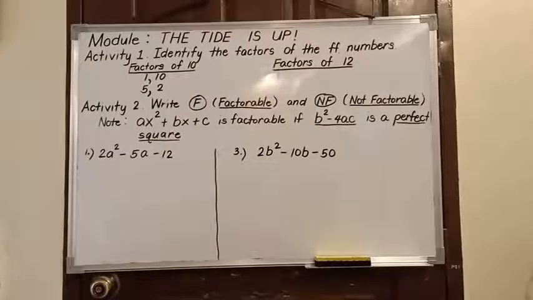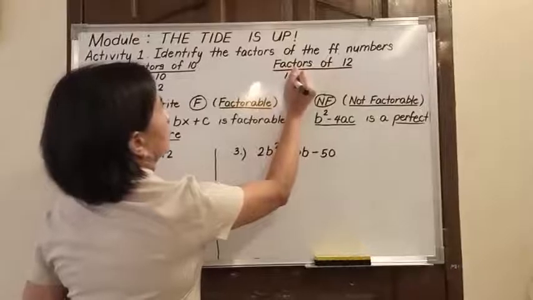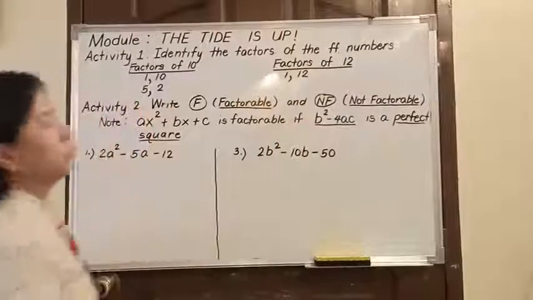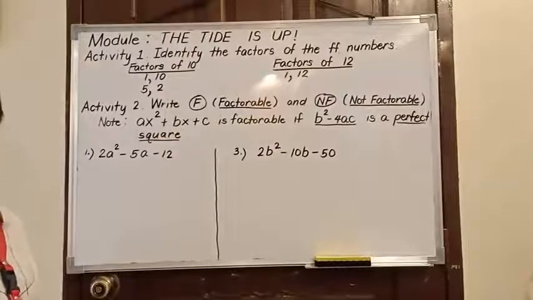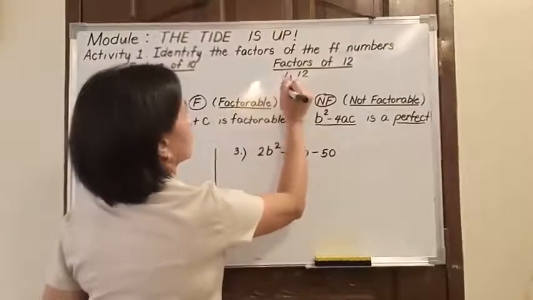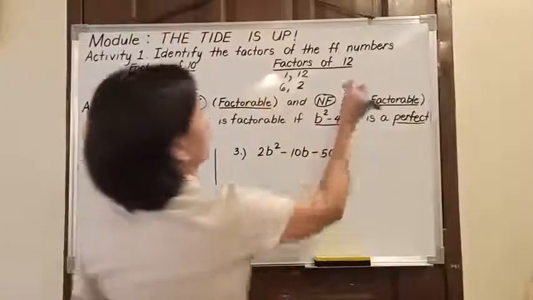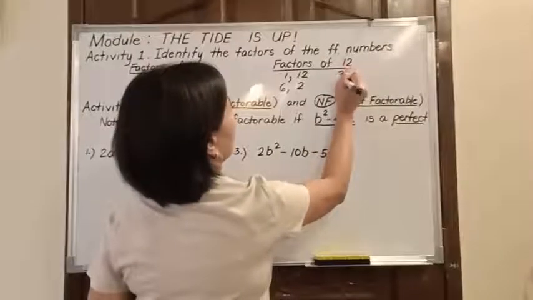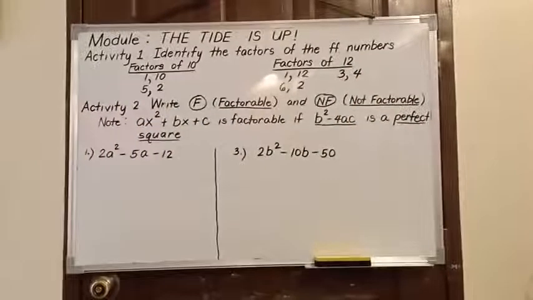How about factors of 12? For factors of 12, we can use 1 and 12. 1 times 12 is 12. What else? Yes, you can use 6 and 2. 6 times 2 is 12. Other factors, you can also use 3 and 4. Meron pa ba? Wala na, no? For 12. So, those are the factors of 12.